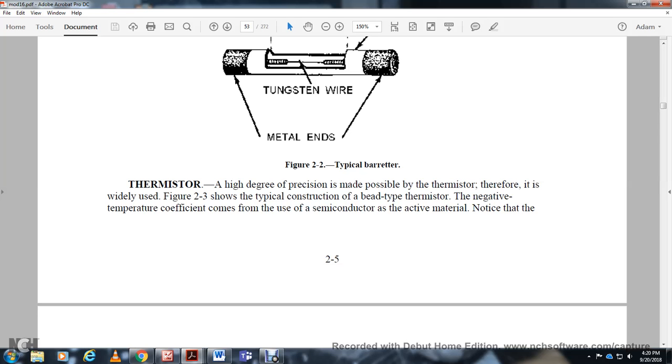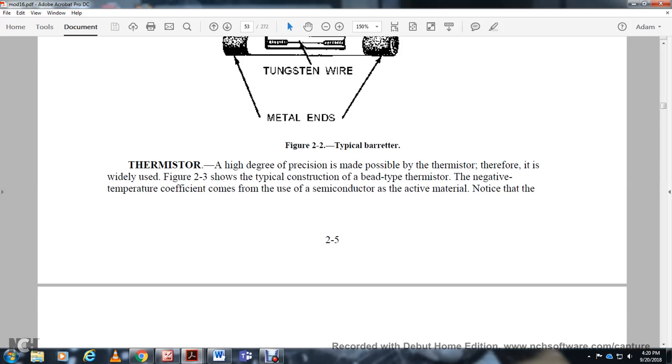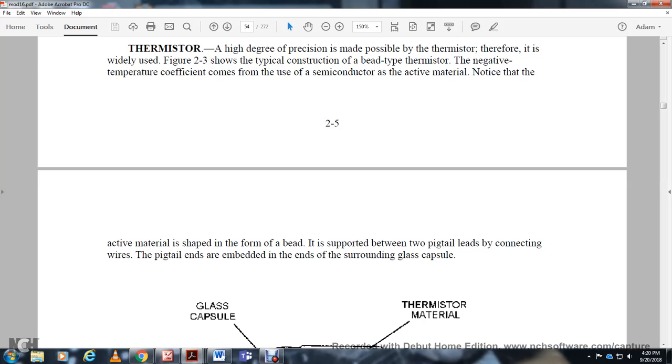Thermistors, with a high degree of precision, are widely used as thermal sensors. Figure 2-3 shows a typical construction of a bead type thermistor, which has a negative temperature coefficient and uses a semiconductor active material. The active material is in the form of a bead supported between two pigtail lead connection wires, with the bead embedded in the end of the surrounding glass cap.